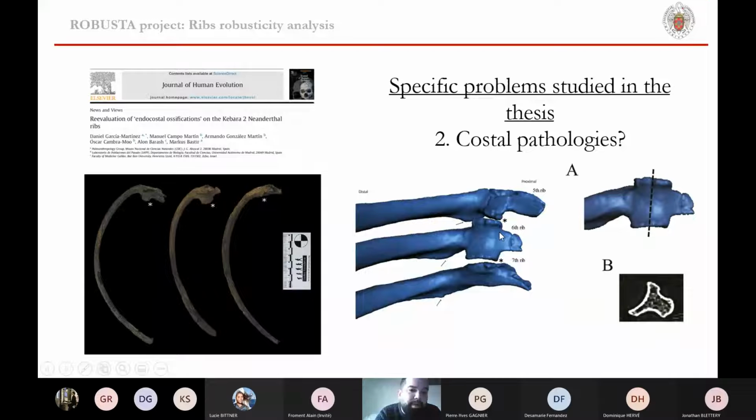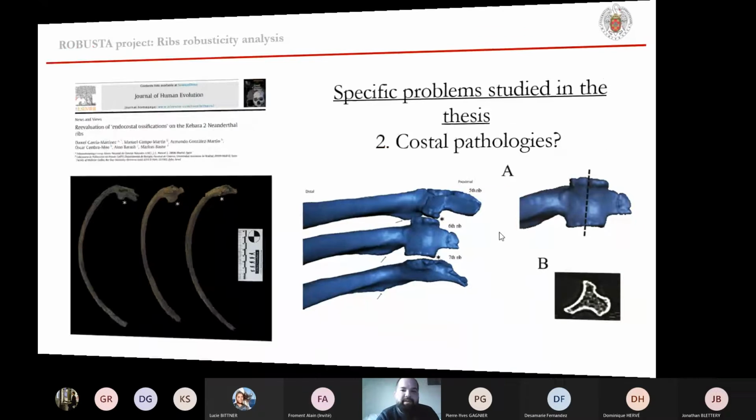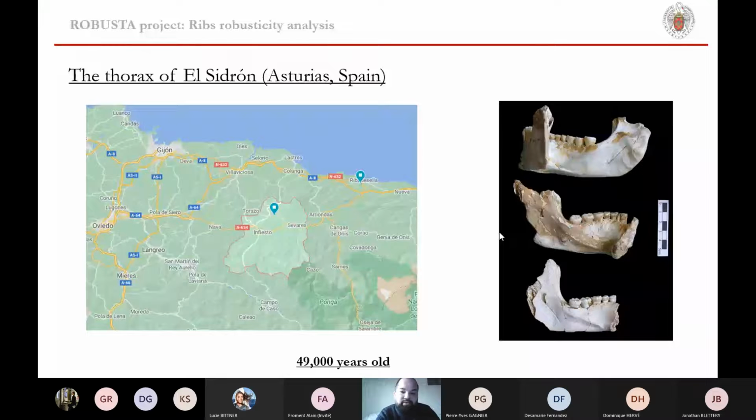So once we knew that it was not pathological, we could start studying the Guevara-2 ribs. Also, we combined this information from Guevara with the information from El Cidrón. El Cidrón is a Neanderthal site in the north of Spain, in Asturias, close to Gijón, for example, and it's a 49,000 years old fossil site.